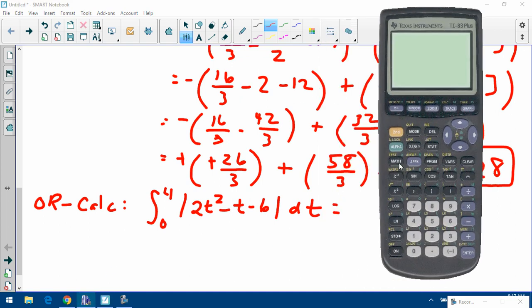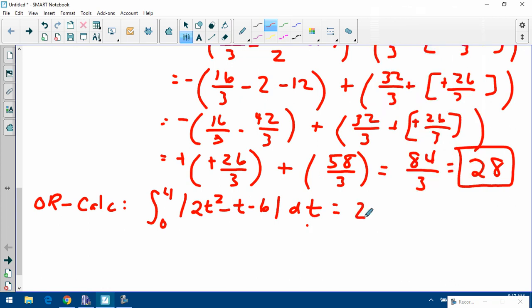So let's try that real quick. If I math 9 it, we have the absolute value of 2t squared minus t minus 6, comma x, comma 0, comma 4, and 28. There it is, 28. Okay, so if you have a calculator, which you will on the test this week, and I ask for total distance, just take the absolute value of velocity. You get the same thing.